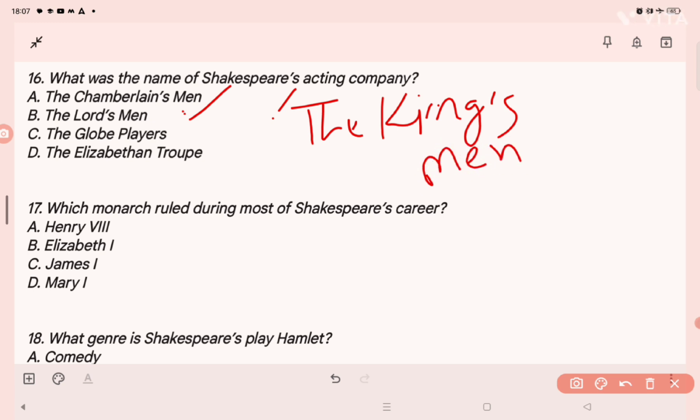Which monarch ruled during most of Shakespeare's career? Option B, Elizabeth I. Queen Elizabeth I ruled England during most of Shakespeare's career, and her reign is known as the Elizabethan era.